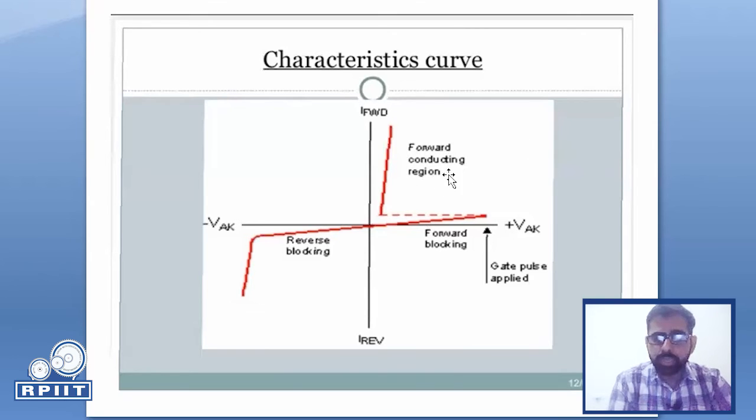We have to divide this characteristic into categories: forward characteristic and reverse characteristic. So we'll understand the forward conduction region and the reverse blocking mode.